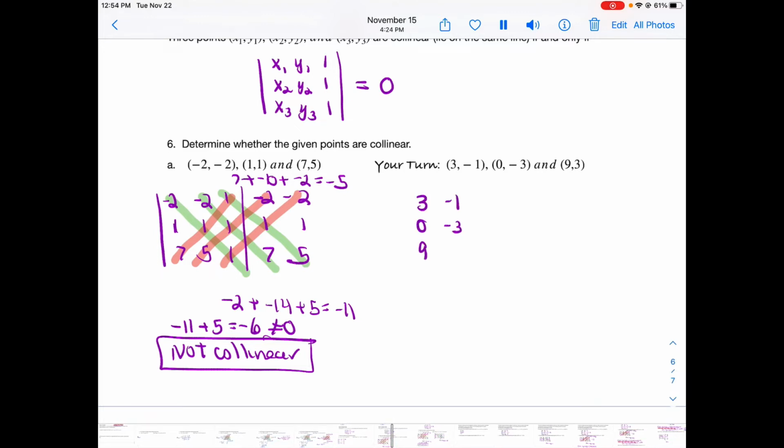So to test and see if these 3 points are collinear, we first set up our determinant by listing our 3 points and then adding placeholders of 1 to make it a 3x3 matrix.